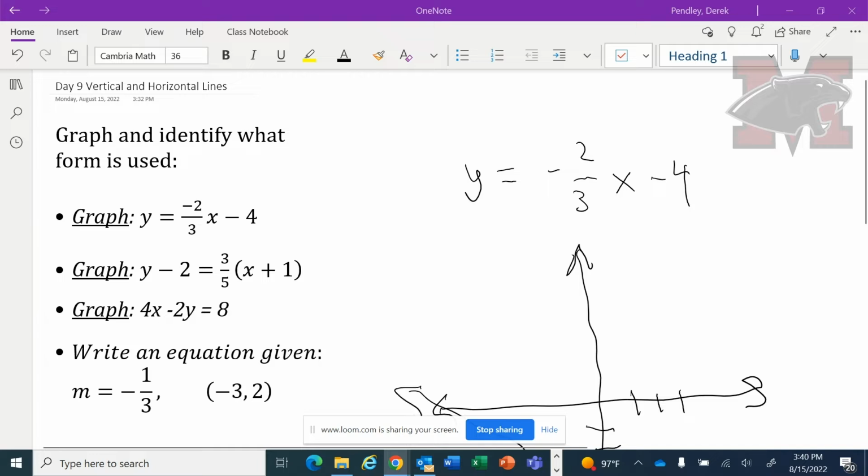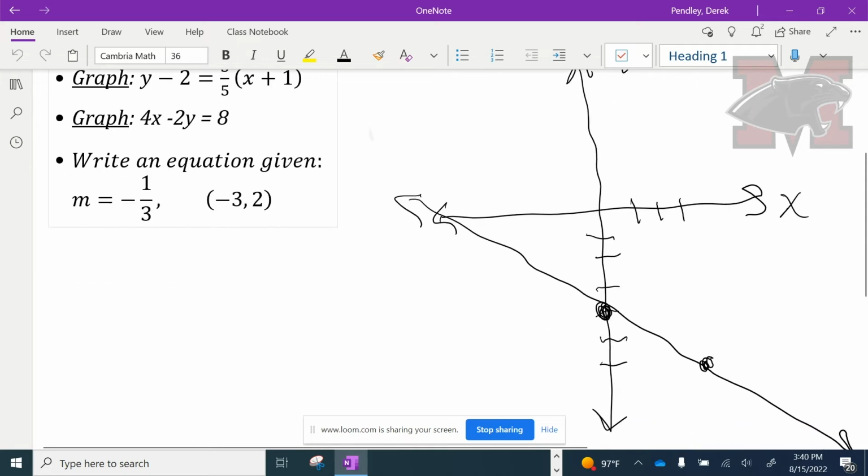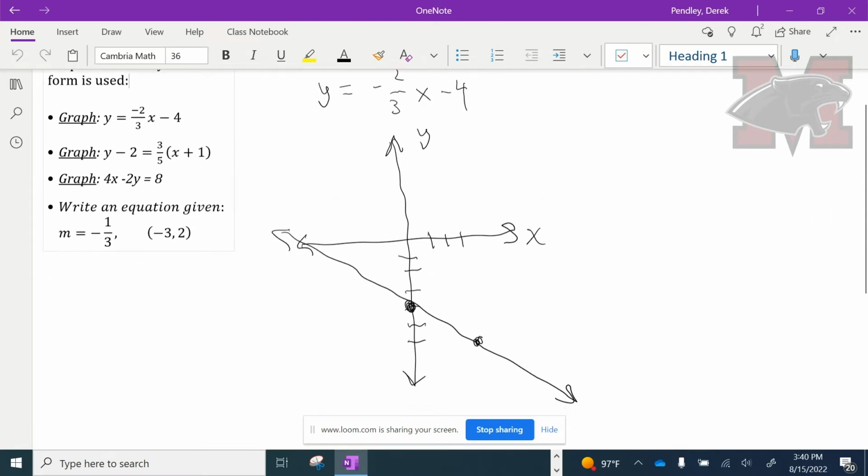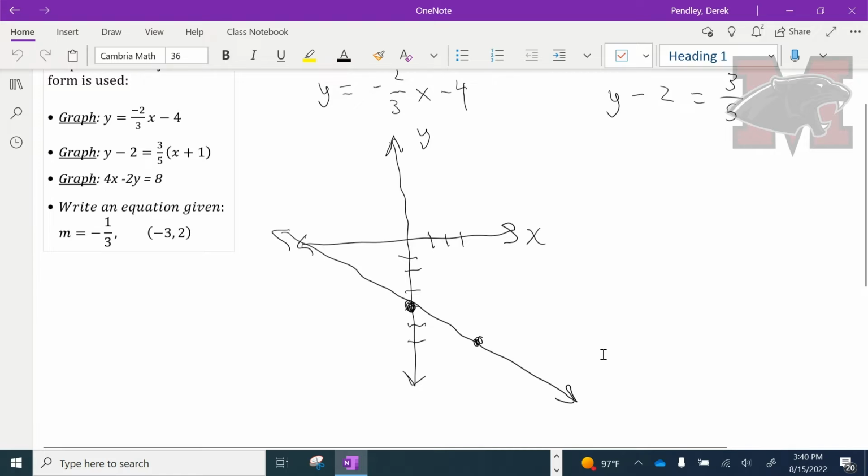Now remember, label your x and y axis. So this is the graph. And remember to put the arrows that this keeps going on forever. So your line should include the arrows. Next up, I'm going to do y minus 2 is equal to 3/5 times the quantity x plus 1.